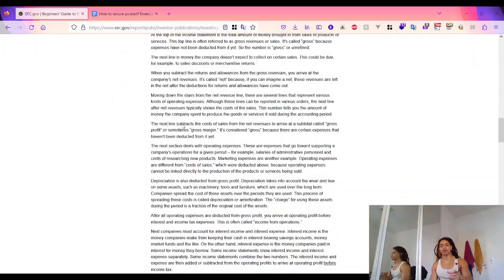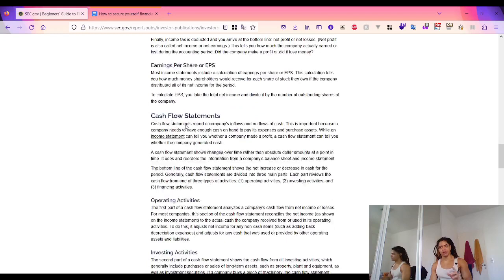After I went through the balance sheet and the income statement, right now I am looking at the cash flow statement, a report that indicates a company's inflow and outflow of cash. This is important because a company needs to have cash on hand to pay expenses and purchase assets. While the income statement can tell you whether a company made a profit, the cash flow statement can tell you whether a company generated cash over a period of time.